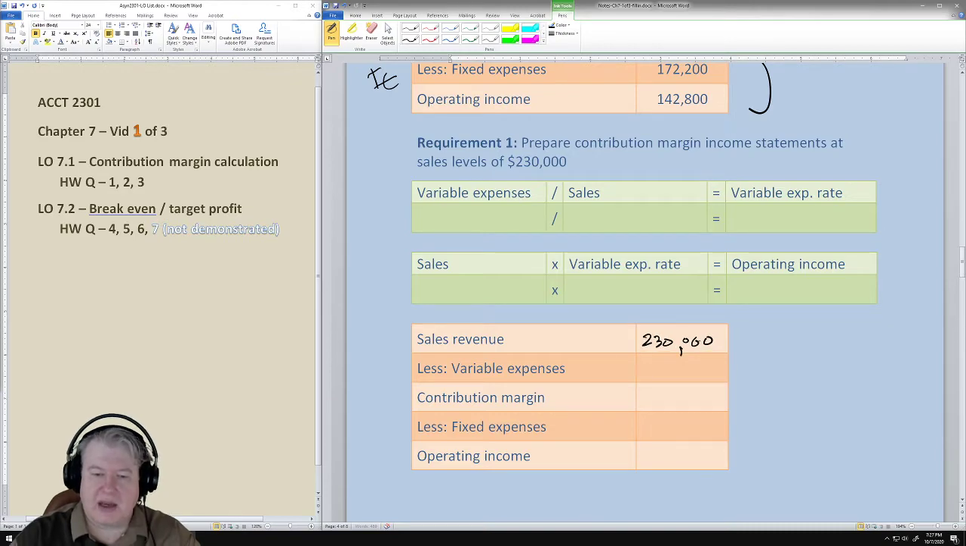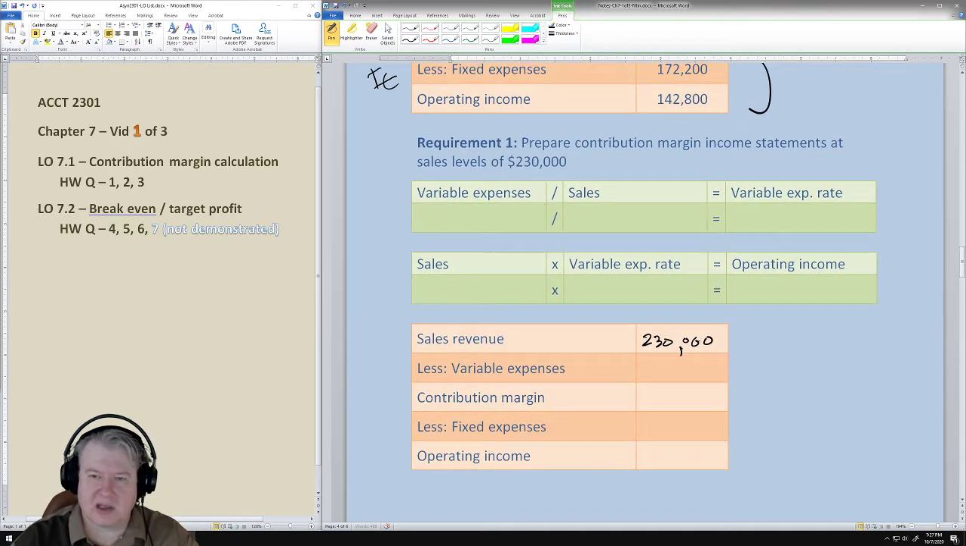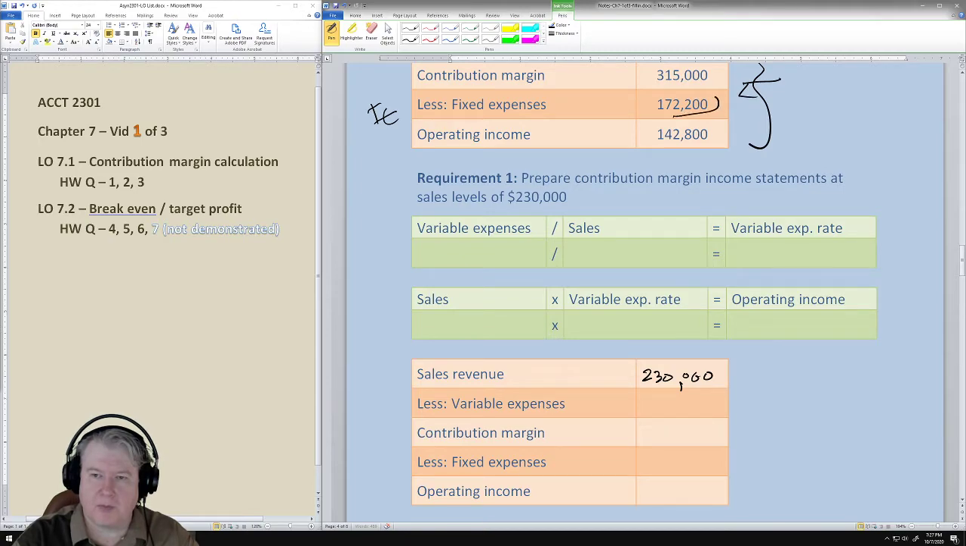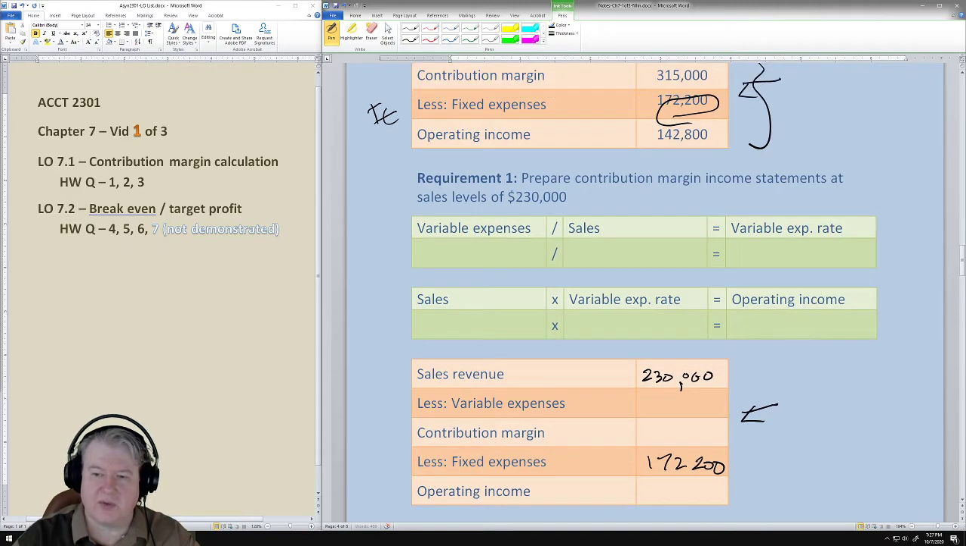230,000. Now we need to figure out the variable expenses, and then that calculates to the contribution margin. And then, well, actually, I think we're given the fixed expenses up here, right? So 172,200. So we need to calculate this. This is just a subtraction, and then this is another subtraction. So really, we just have to figure out this number first.